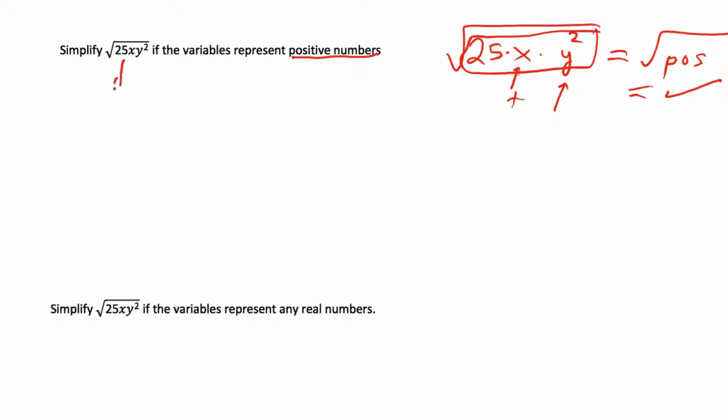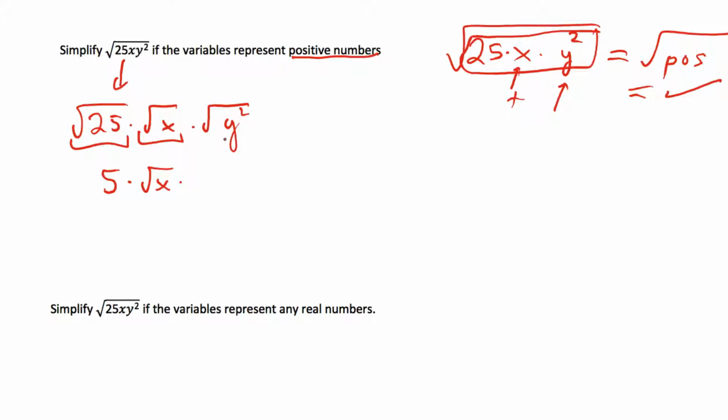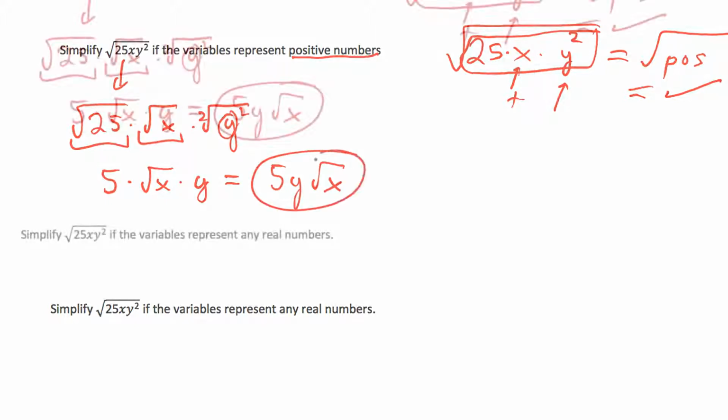We can simplify this by considering each factor separately. Let's break up our radical into separate parts. Our 25, the square root of 25 is 5. Our square root of x, there's no perfect squares there. And here we have the square root of y squared, which we can write as y. We don't need absolute value of y, because y is only a positive number in this example. And therefore my expression reduces to 5 times y times the square root of x.